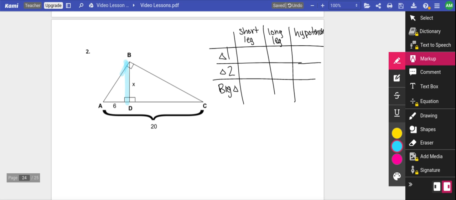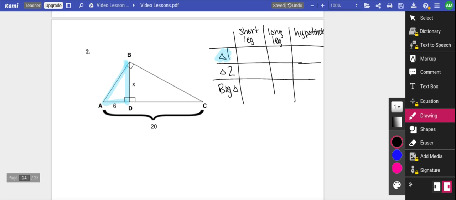So let's start with our small triangle, triangle 1. Is the shorter leg labeled? It is. It's labeled with a 6. Is the longer leg labeled? Yes, it's labeled with an x. Is the hypotenuse labeled? No. Leave it blank.